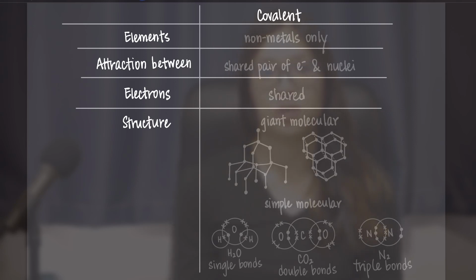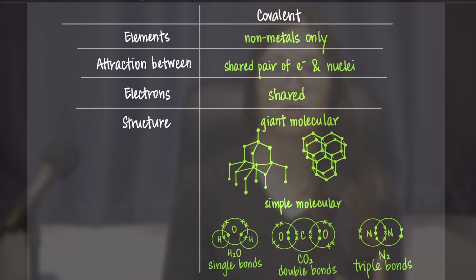In summary, covalent compounds are compounds that involve non-metal elements only, and a covalent bond is the attraction between the nuclei of 2 atoms and their shared pair of electrons. Their structures can be divided into 2 main groups, your simple molecular structures and the giant covalent structures. Simple molecular structures can either have a single, double or triple bond, or a mix of any of these three. For example, your ethene. The giant covalent structures refer to either diamond or graphite.